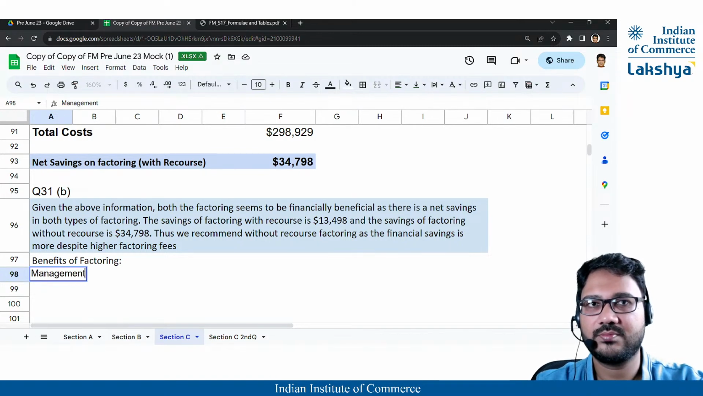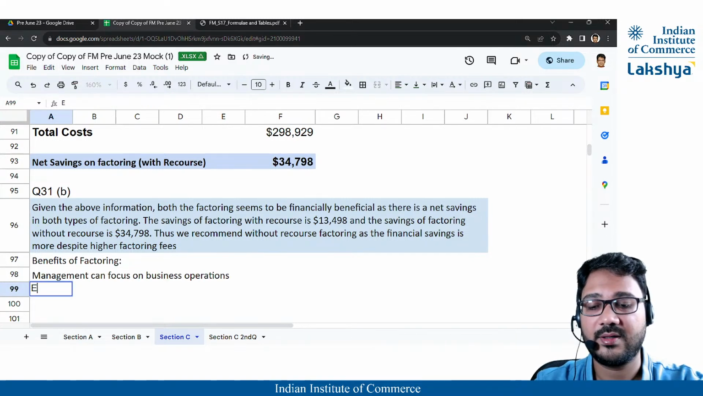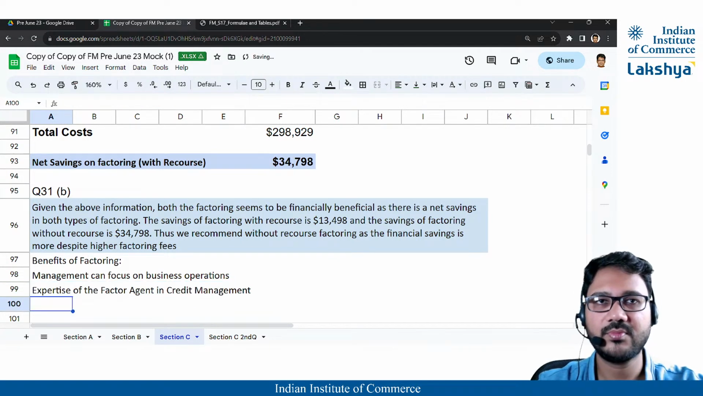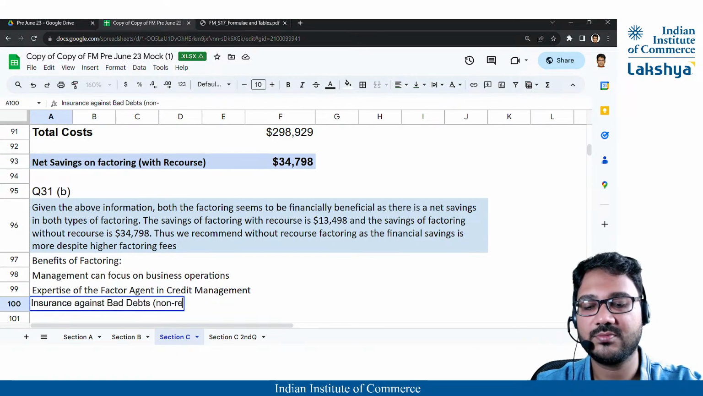Management can focus on business operations, expertise of the factor agent in credit management, then insurance against bad debts, which is in non-recourse only.